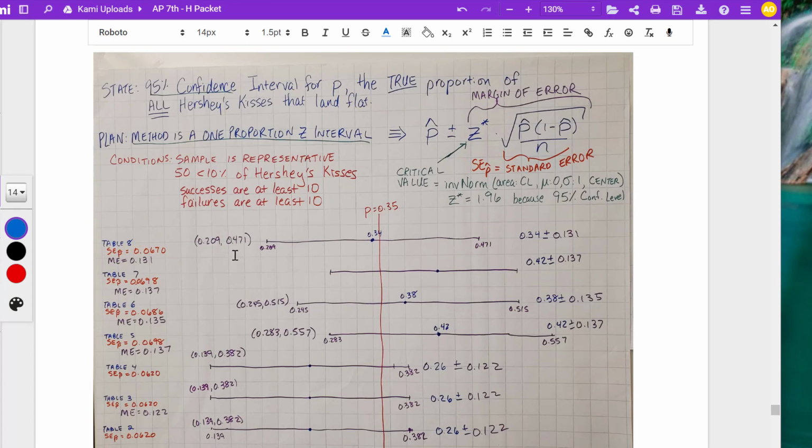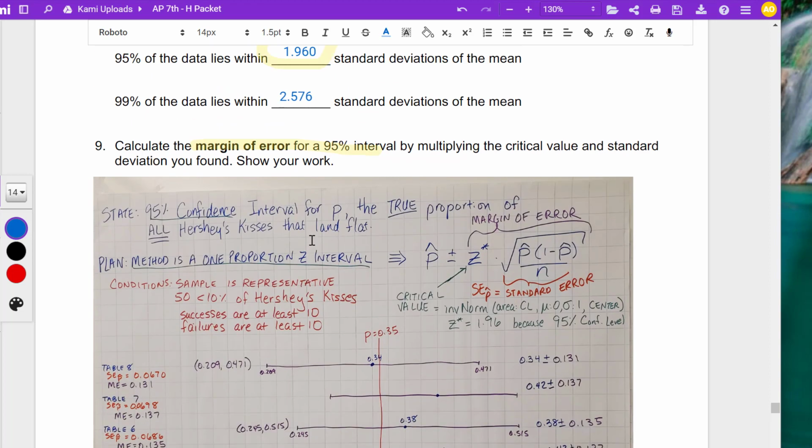Now, you should be able to get from this format to the other, so you should be able to switch. If I gave you 0.209 to 0.471, how can you get 0.34? Well, hopefully, what you would do is add these two things together and divide by 2, because it should be the average or the midpoint. And then you could just subtract these two values to get your margin of error. So the margin of error is the width on either side of our point estimate.